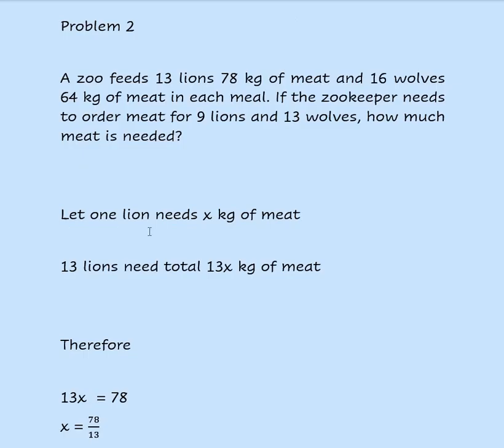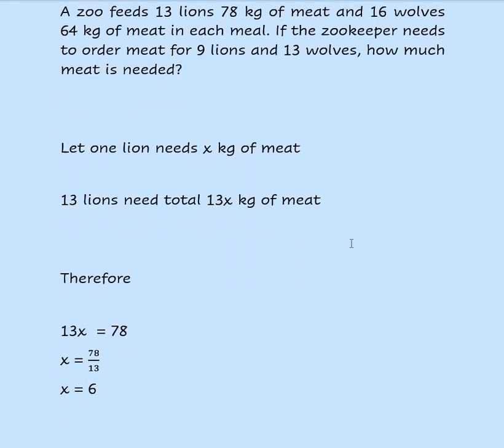So let one lion need X kg of meat, but there are 13 lions here. So 13 lions need a total of 13 times X, or 13X kg of meat. So this 13X kg equals 78 kg here. Therefore 13X equals 78, or X equals 78 divided by 13, or X equals 6. So one lion needs 6 kg of meat, since the value of X is 6.